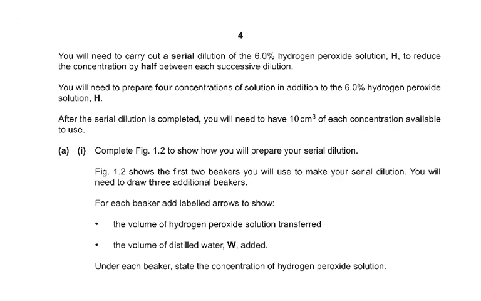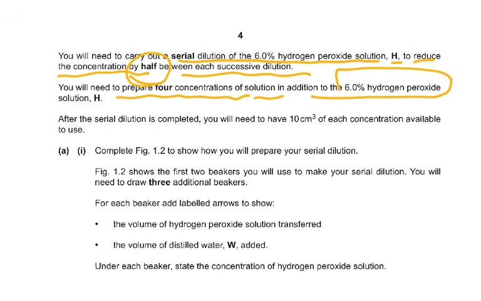You will need to carry out a serial dilution of 6% hydrogen peroxide solution, H, to reduce the concentration by half between each successive dilution. You will need to prepare 4 concentrations of solution in addition to the 6% hydrogen peroxide, so a total of 5. After the serial dilution is completed, you will need to have 10 cm cube of each concentration available to use. Complete figure 1.2 to show how you will prepare your serial dilution.